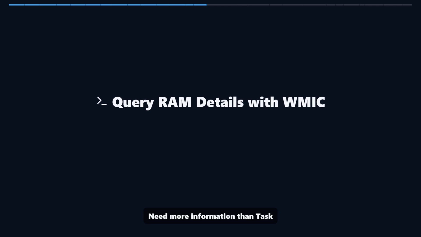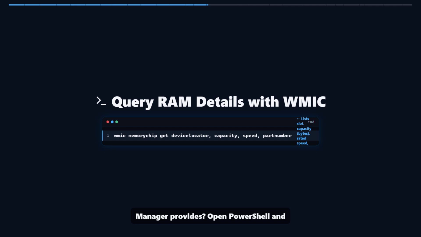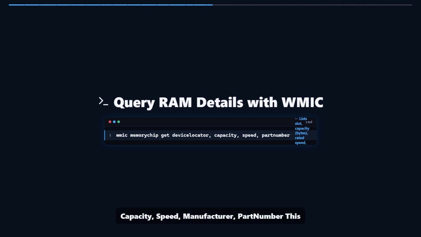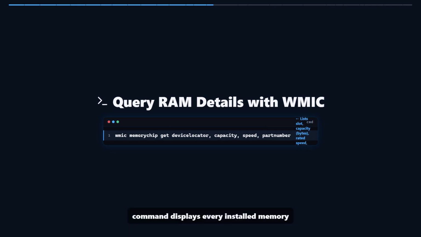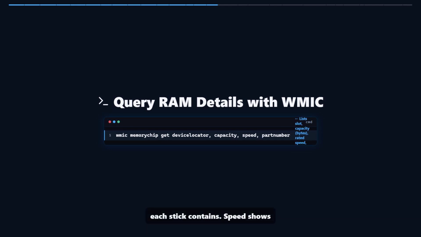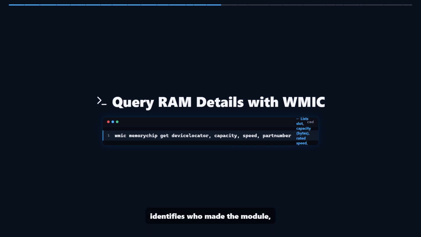Need more information than Task Manager provides? Open PowerShell and run the following command. Get-CimInstance Win32_PhysicalMemory | Select-Object BankLabel, Capacity, Speed, Manufacturer, PartNumber. This command displays every installed memory module in your computer. Bank label shows which motherboard slot the RAM is installed in. Capacity tells you how much memory each stick contains. Speed shows its rated operating speed. Manufacturer identifies who made the module, and part number gives you the exact model.